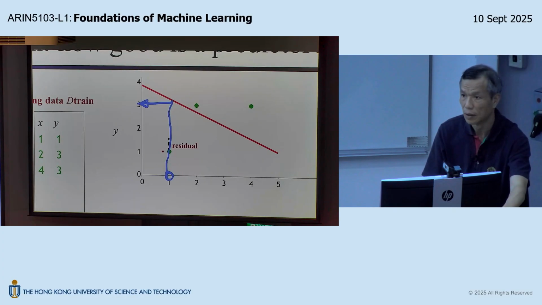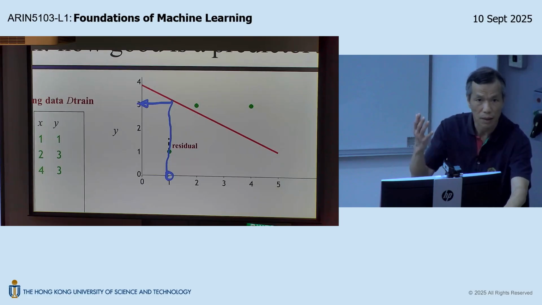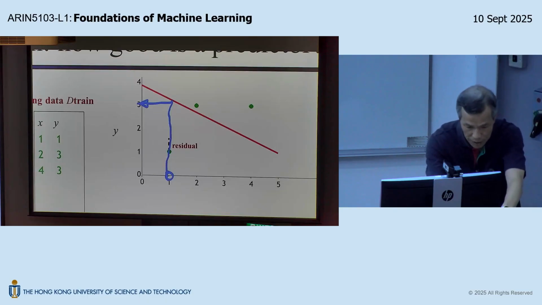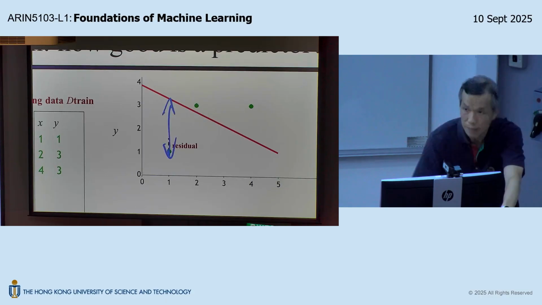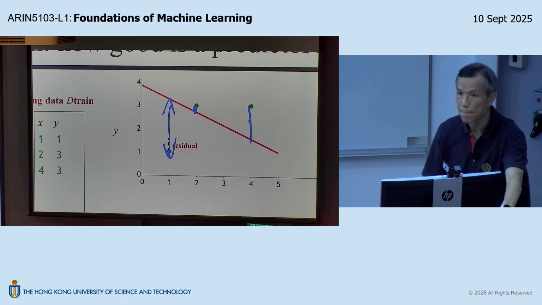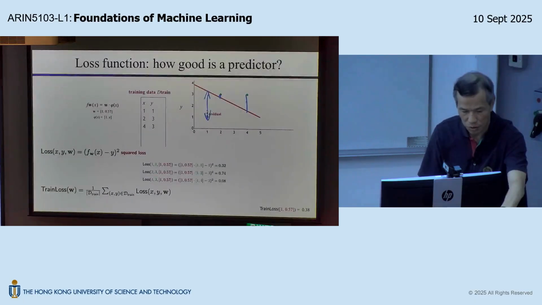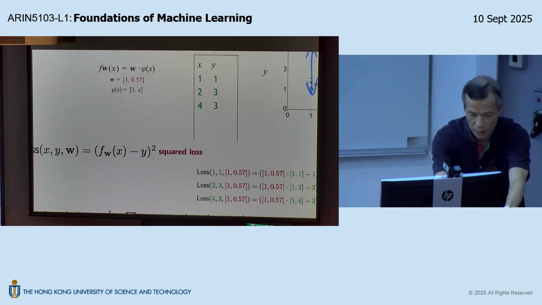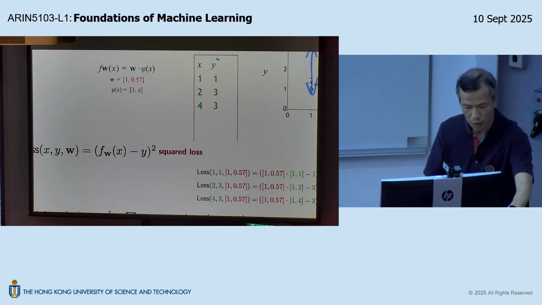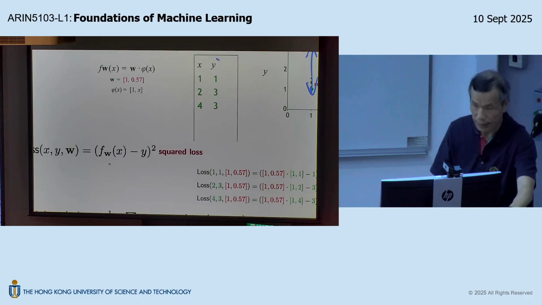So what should we do? How do we measure the performance? Very simple, right? You just measure this gap. Similarly for the second point, this one, and that point. So in other words, you just measure the difference between the model prediction at x and the corresponding y from the training sample. But oftentimes we also take a square. So why?